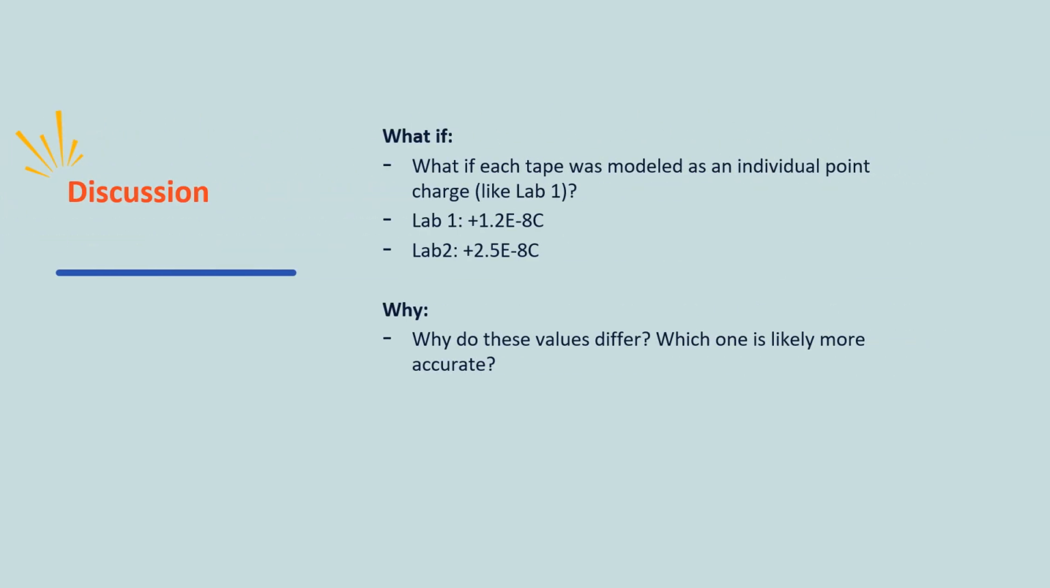For our what-if question, in Lab 1, we did treat each tape as if they were individual point charges. We got that the charge was positive 1.2 e to the negative 8 coulombs. In Lab 2, we treated the tape as a distribution of charges with a net charge of positive 2.5 e to the negative 8 coulombs. This charge from Lab 2 was significantly more than in Lab 1, showing a difference in calculation. Now why?